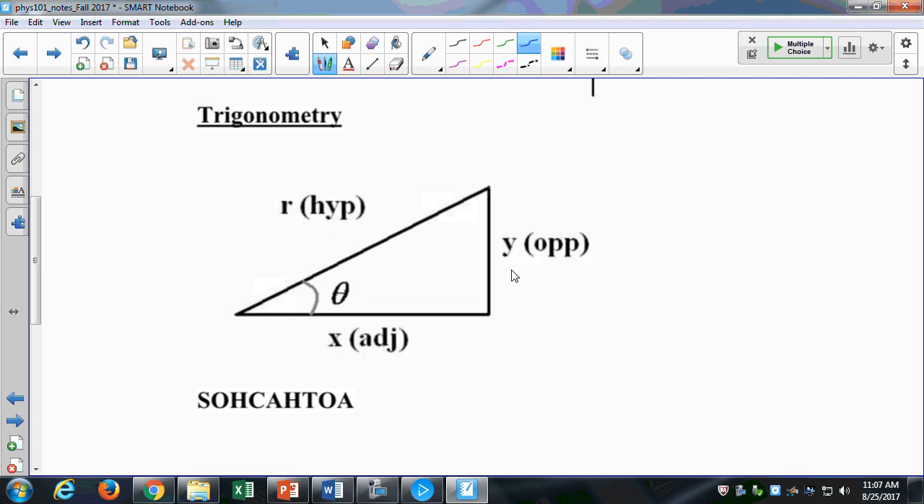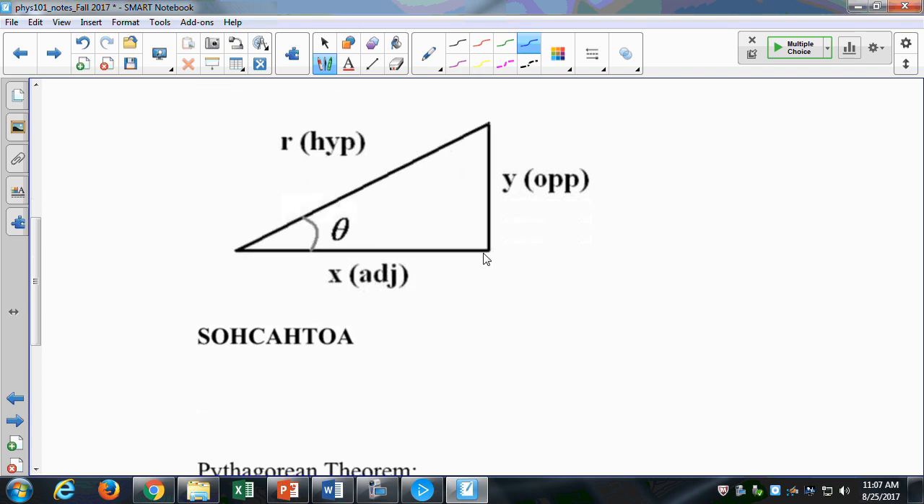You need to know your Sohcahtoa, and you need to know your Pythagorean theorem. So let me just review that right now. With right angle trigonometry, when we're dealing with right triangles, there are a couple of things that we need to recognize. First of all are how the different sides are related to one another.